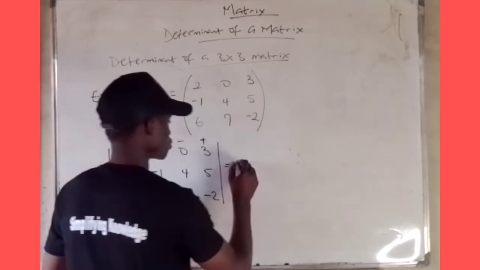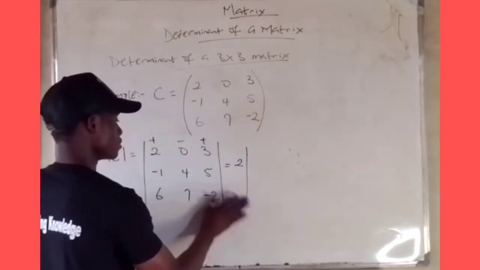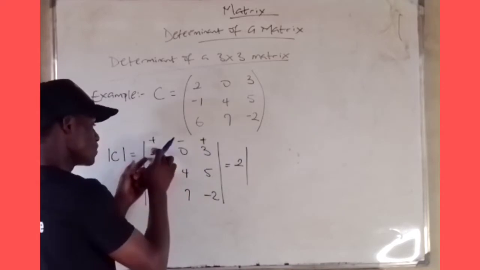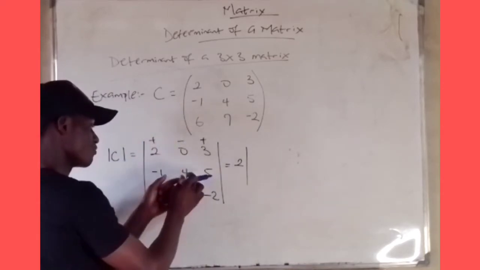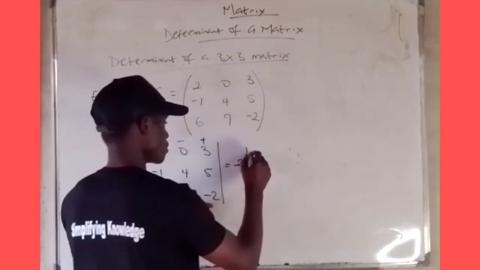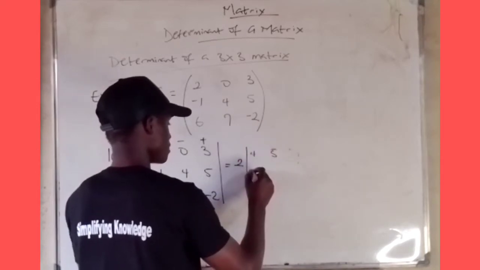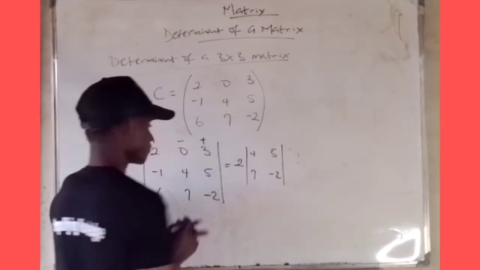I'll be using this plus, minus, plus, using the top members. So I'll be having 2. When I have 2, this place and this place will be off. So we'll be having 4, 5, 7, and minus 2 for the first one.